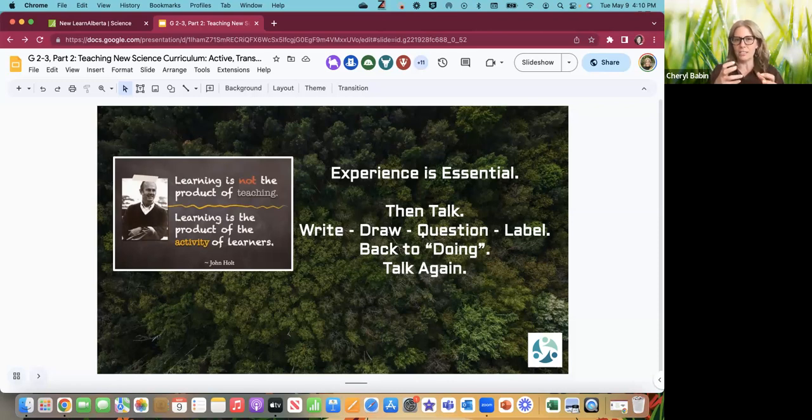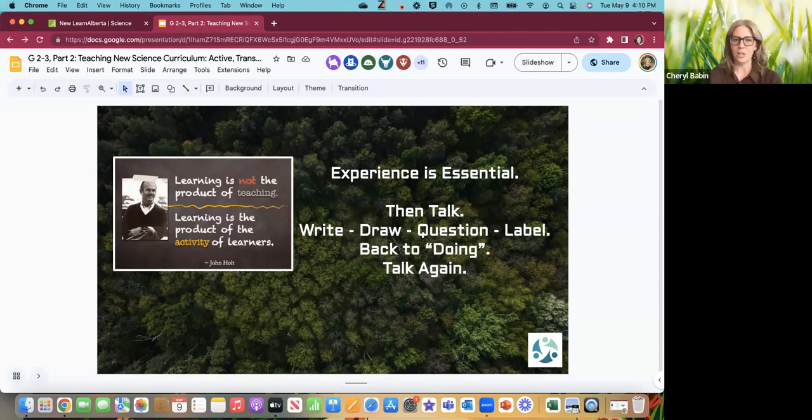After they've had a chance to get in there and use their hands or experience something, that's the best time to get them talking. Then going into that mode where they're writing or drawing or questioning or labeling, back to the doing again, and then back to talking. So we want to intersperse the experience with the ways in which we can track and document what kids are capturing and how they're starting to understand what the learning is all about.